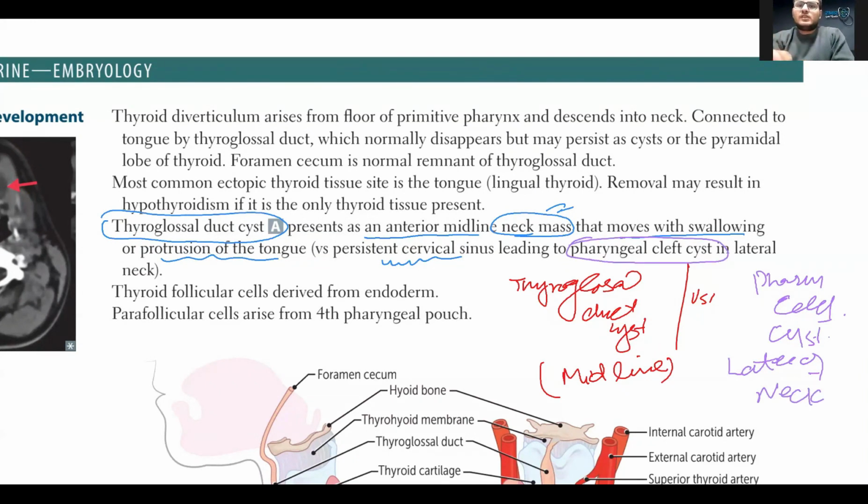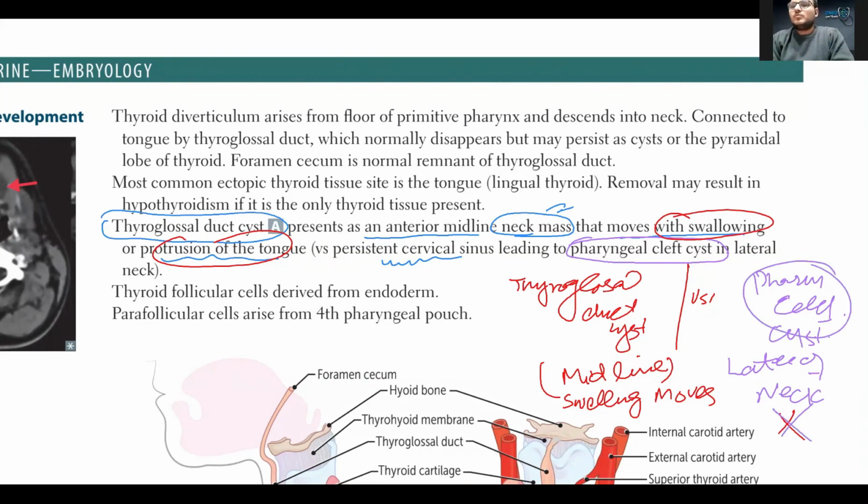Next important point to differentiate is that they will give you the history. When there is protrusion of tongue, and there is a swelling that moves, very important, the swelling moves with the protrusion of tongue. But this is not happening in the pharyngeal cleft. These are two very important points to differentiate thyroglossal duct cyst and pharyngeal cleft cyst.